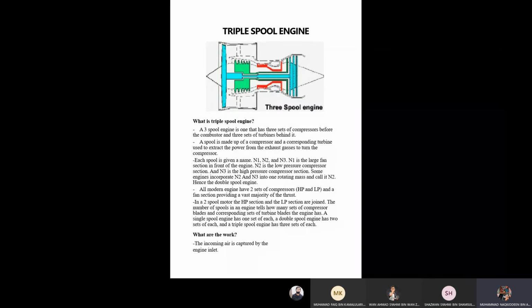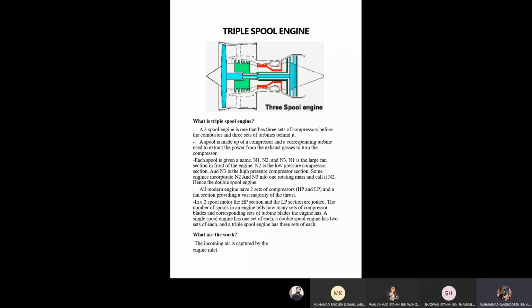Second question is how do they work? First, the incoming air is captured by the engine inlet. Some of the incoming air passes through the fan and continues on into the core compressor and then the burner, where it is mixed with fuel and combustion occurs. The hot exhaust passes through the core and fan turbines and then out the nozzle, as in a basic turbojet.